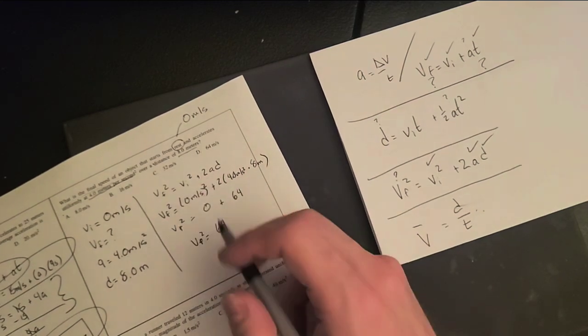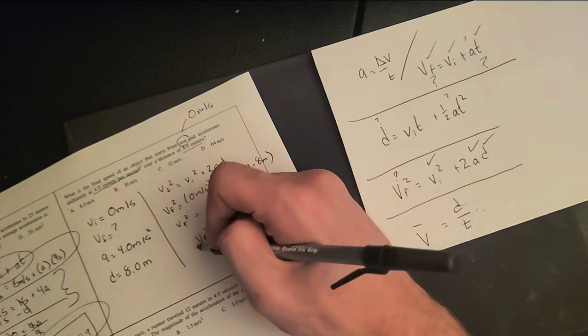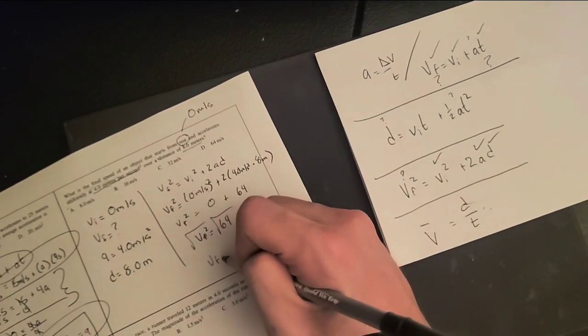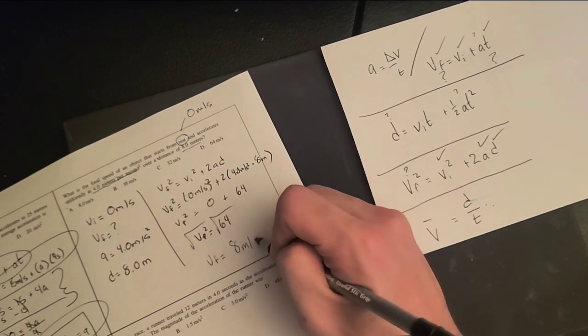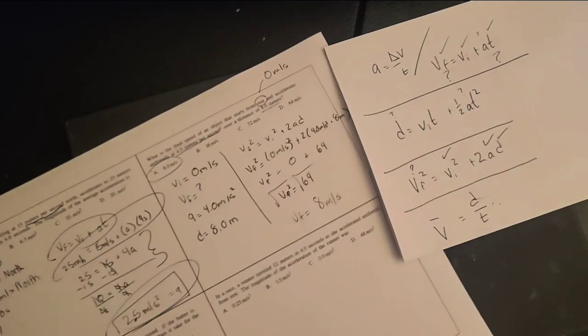And we don't care what VF squared is, right? I'm not asking what VF squared is. I'm not asking you what the final speed squared is. I'm asking what the final speed is. So take the square root to get rid of that square. Square root of VF squared is VF. And square root of 64 should be 8 meters per second. There you go. It's A.